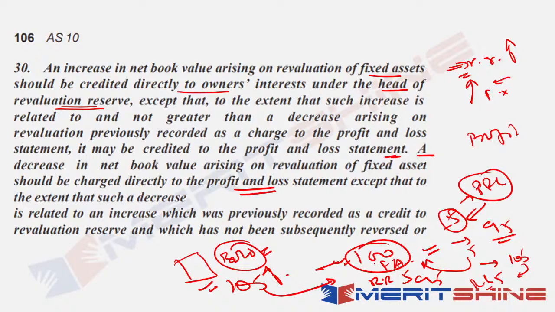A decrease in net value arising on the revaluation of fixed asset should be charged directly to P&L, except to the extent that such a decrease is related to an increase which was previously recorded as a credit to revaluation reserve. If earlier this was 105 and then it became 95, then what will happen? Not the complete 10 will go down. 5 will go down from revaluation reserve and 5 will flow as loss in P&L. I hope this is clear, right? That is how we are supposed to read it.